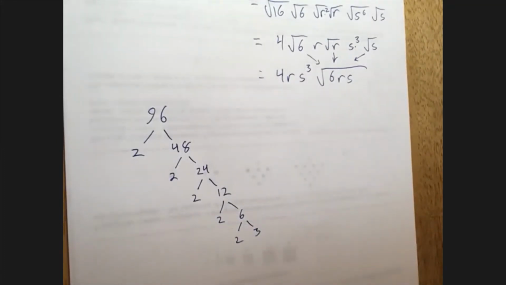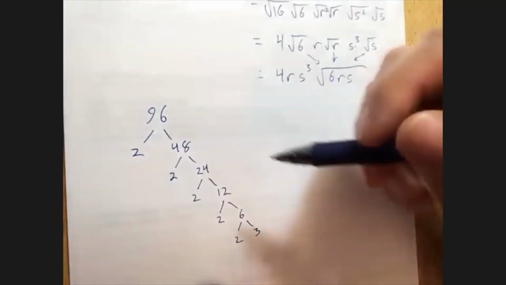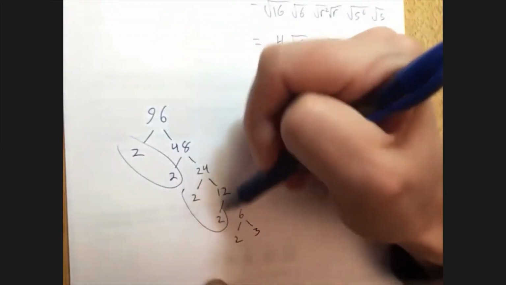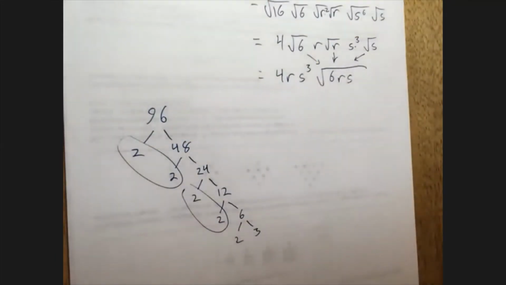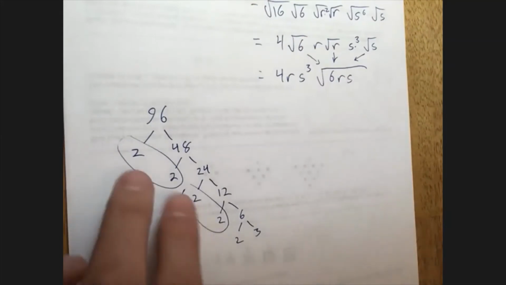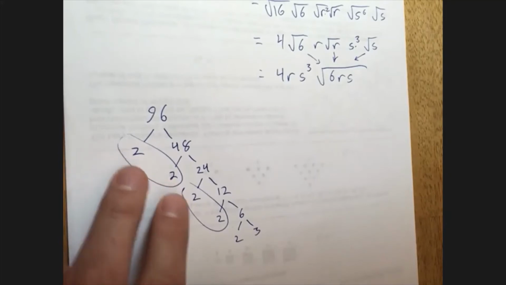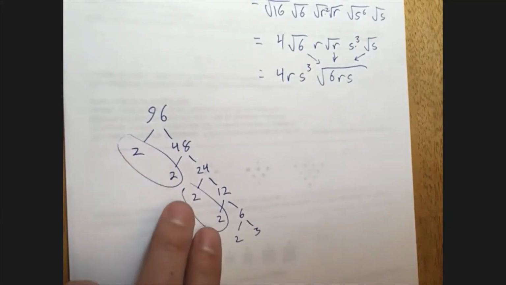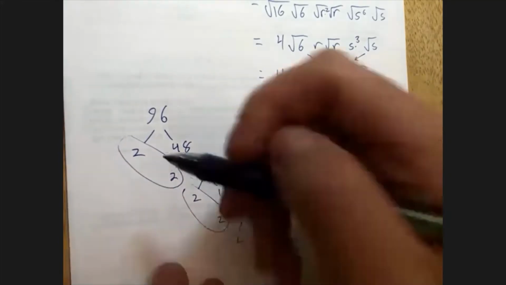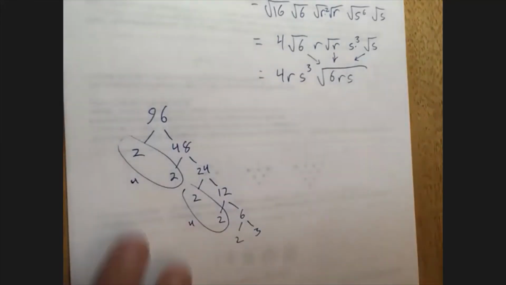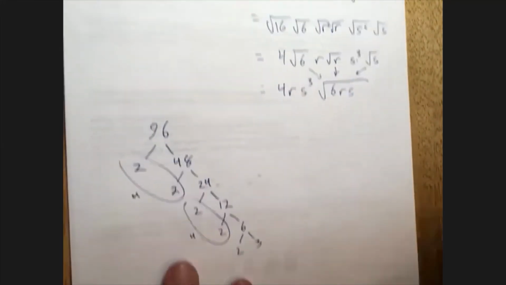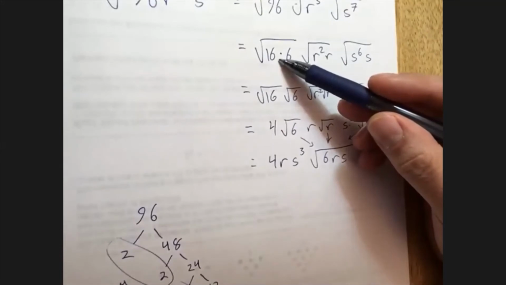All right, I'm looking for squares, so I'm looking for pairs of 2s. And I see 2 of them. See, whenever you have a pair, it's something squared. So that's what I'm looking for. So I have 2 squared and 2 squared. That's 4 times 4. Right, this is 4. This is 4. 4 times 4 is 16. That's how you get the 16.